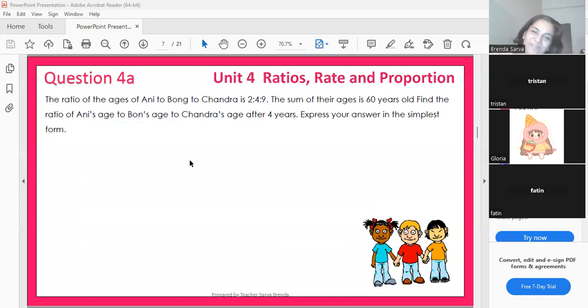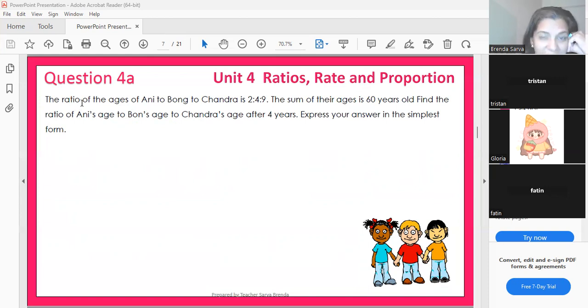Unit 4 now. Ratios, rate, and proportion. Okay, I like this question. This question is very interesting. When I was looking at it, I thought, wow, this is cool. So I'm going to give you time to work your brains now. Okay, go do this now.